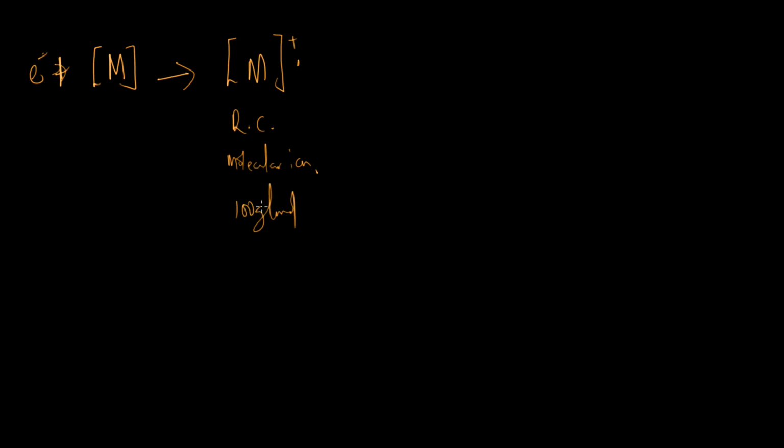And when you bombard it with high energy electrons, it gives a radical cation. So this is the radical cation. The radical cation is also the same thing as the molecular ion, right? So we call this the molecular ion, and it has the same molecular mass as the parent molecule. So if this is 100 grams per mole, this also will be 100 grams per mole. That's what we're trying to see there.